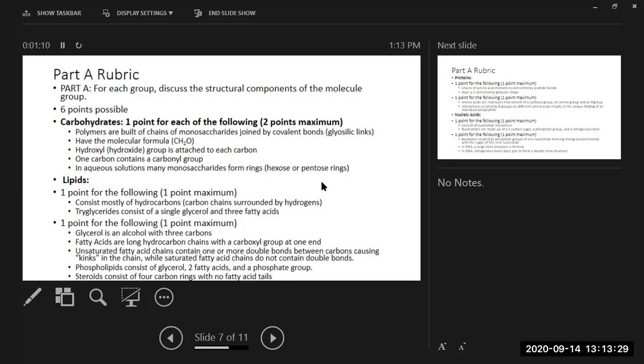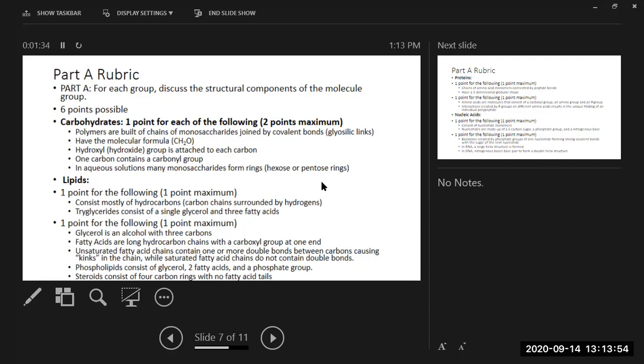Next, if you said that they have a molecular formula CH2O, which is a way of saying that their elements are carbon, hydrogen, oxygen in a 1:2:1 ratio. Like glucose is C6H12O6. If you reduce that, it's CH2O. When the number is 1, you don't say 1. You don't say C1H2O1. You just say CH2O.